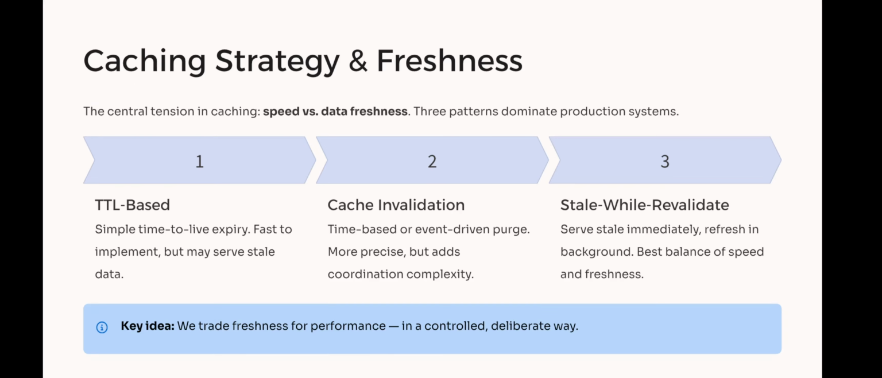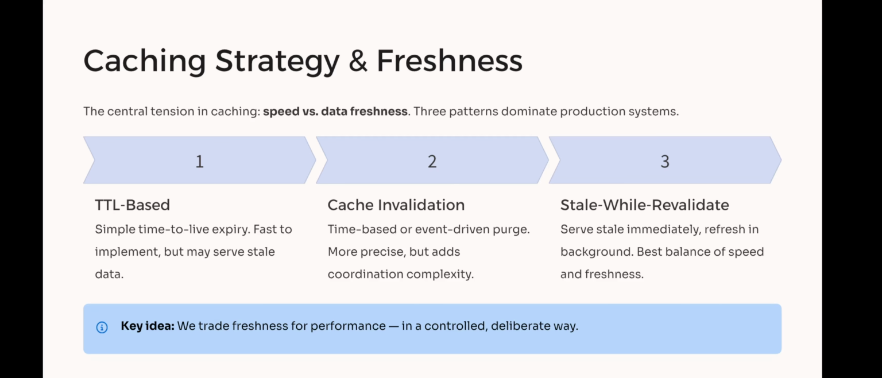Caching strategy and freshness. Now, let's talk about caching behavior. The most important concept here is cache hit versus cache miss. A cache hit is fast. Data is served directly from CDN. A cache miss is expensive. We fall back to Origin.